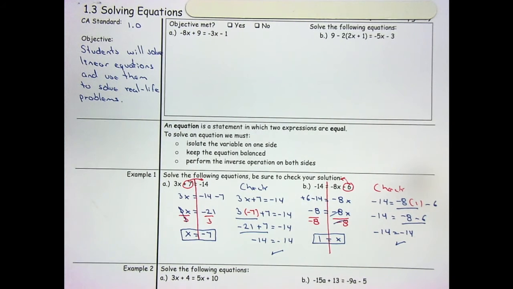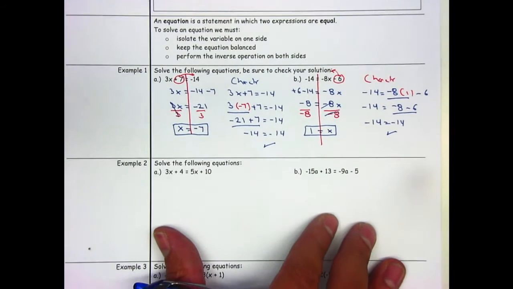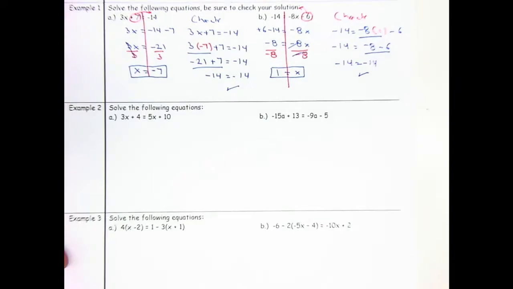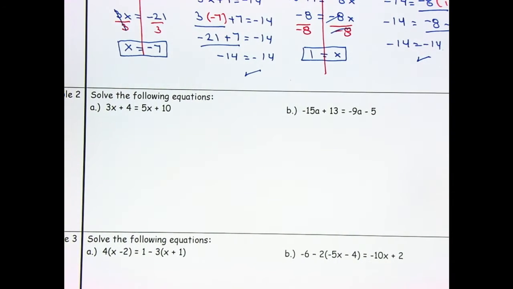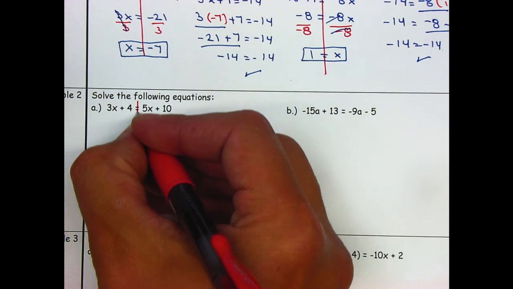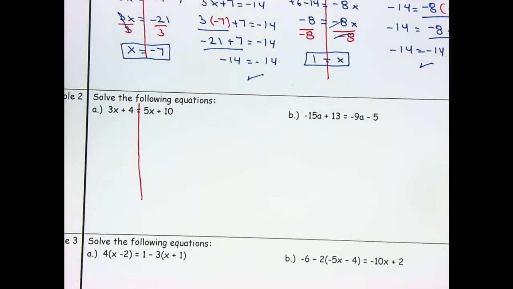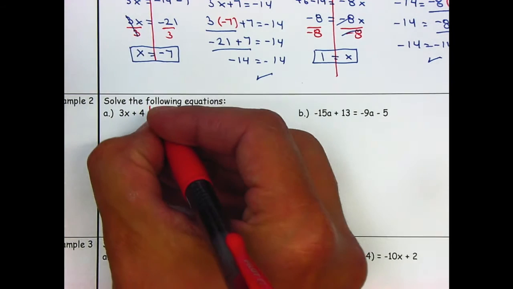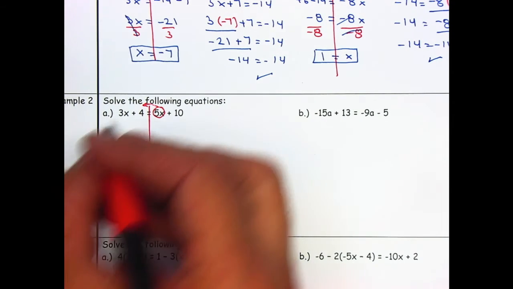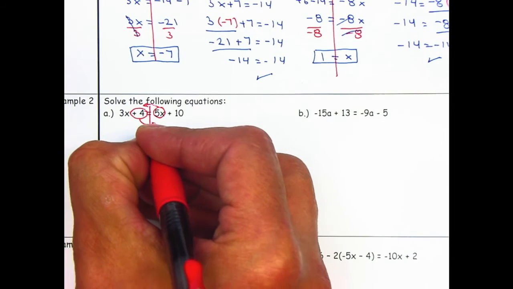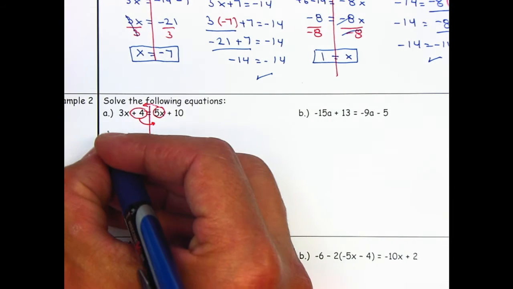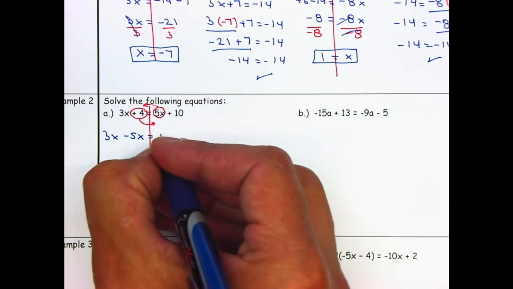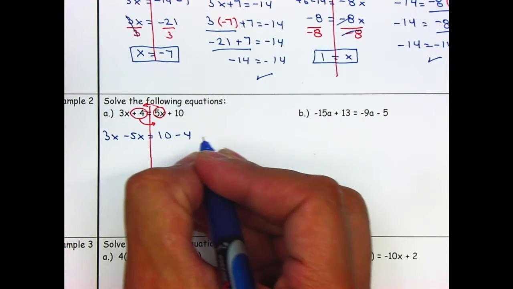Let's move to example number 2. On example number 2, we have variables on both sides. I'm now going to divide the equation in two parts. I want to be able to move my x's to one side and my numbers to the other side. I'm going to move my 5x to the left. It's positive, so it's going to become a negative. I'm going to move my 4 to the right. It's going to become the opposite, negative. I have a 3x. This 5x becomes a negative 5x. I have a 10. This positive 4 becomes a negative 4.